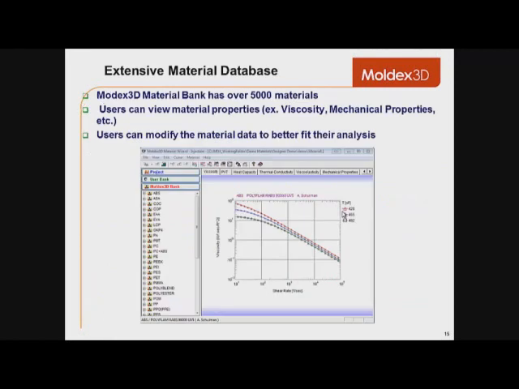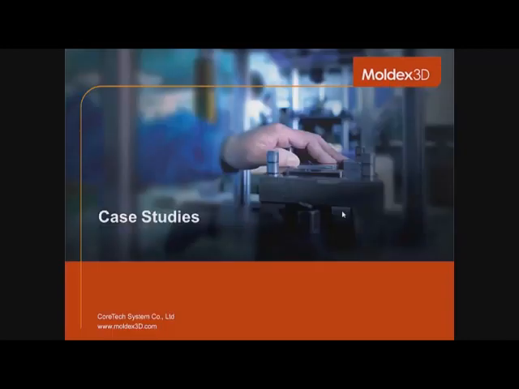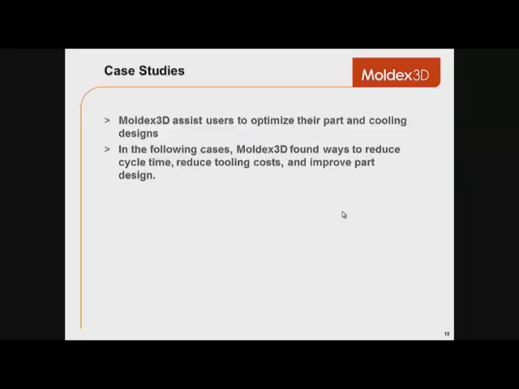This slide talks about our extensive material database in which we have over 5,000 different materials users can view and also view the material properties. Users are also able to export materials into the user bank to modify the material data so that it will better fit their analysis. Now we will move on to some case studies.